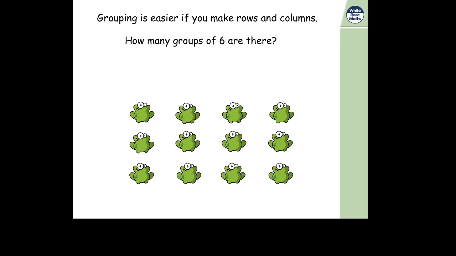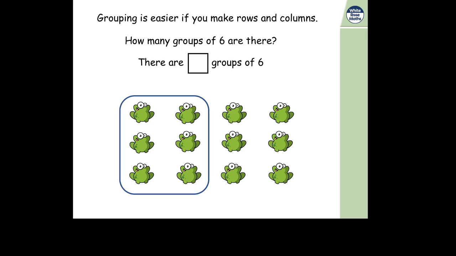How many groups of 6 are there? We've got 1 group of 6 and another group of 6. How many are there altogether? We have 2. This is the same number of frogs, so we can also say that 12 frogs can be put into 2 groups of 6.